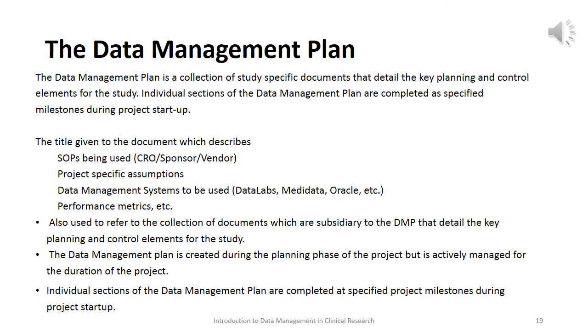So now that we've talked about some of the data management roles and activities, let's move on and talk about the data management plan, what that is, how it's used, and so forth. The data management plan is a collection of study-specific documents that detail the key planning and control elements for the study. We'll have individual sections of the plan that are completed as specified during the startup. A couple of pieces of information are going to be contained in our data management plan.